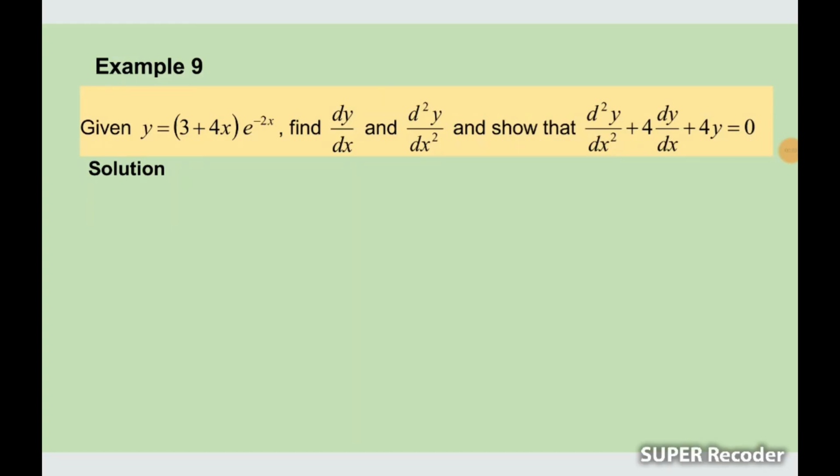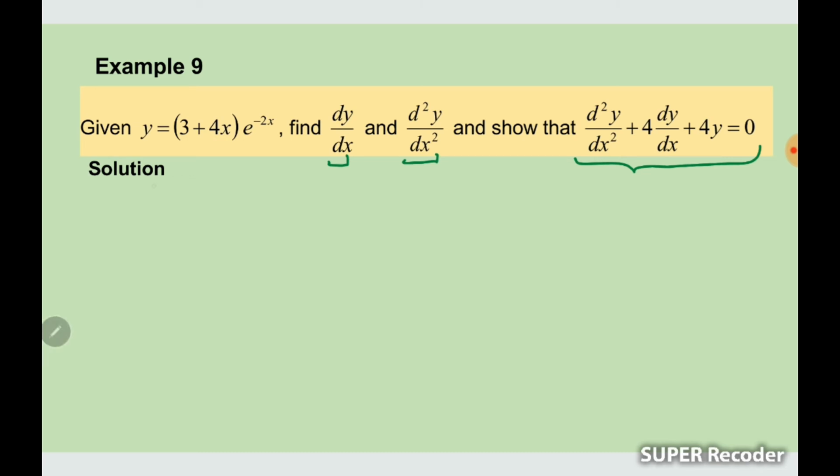Okay, let's continue example 9. This is our last example for lecture 3. Given y equals to 3 plus 4x multiplied with e to the power of negative 2x, find dy dx, and find also d squared y dx squared, and show that d squared y dx squared plus 4 dy dx plus y is equals to 0. So we have 3 things to be found here.